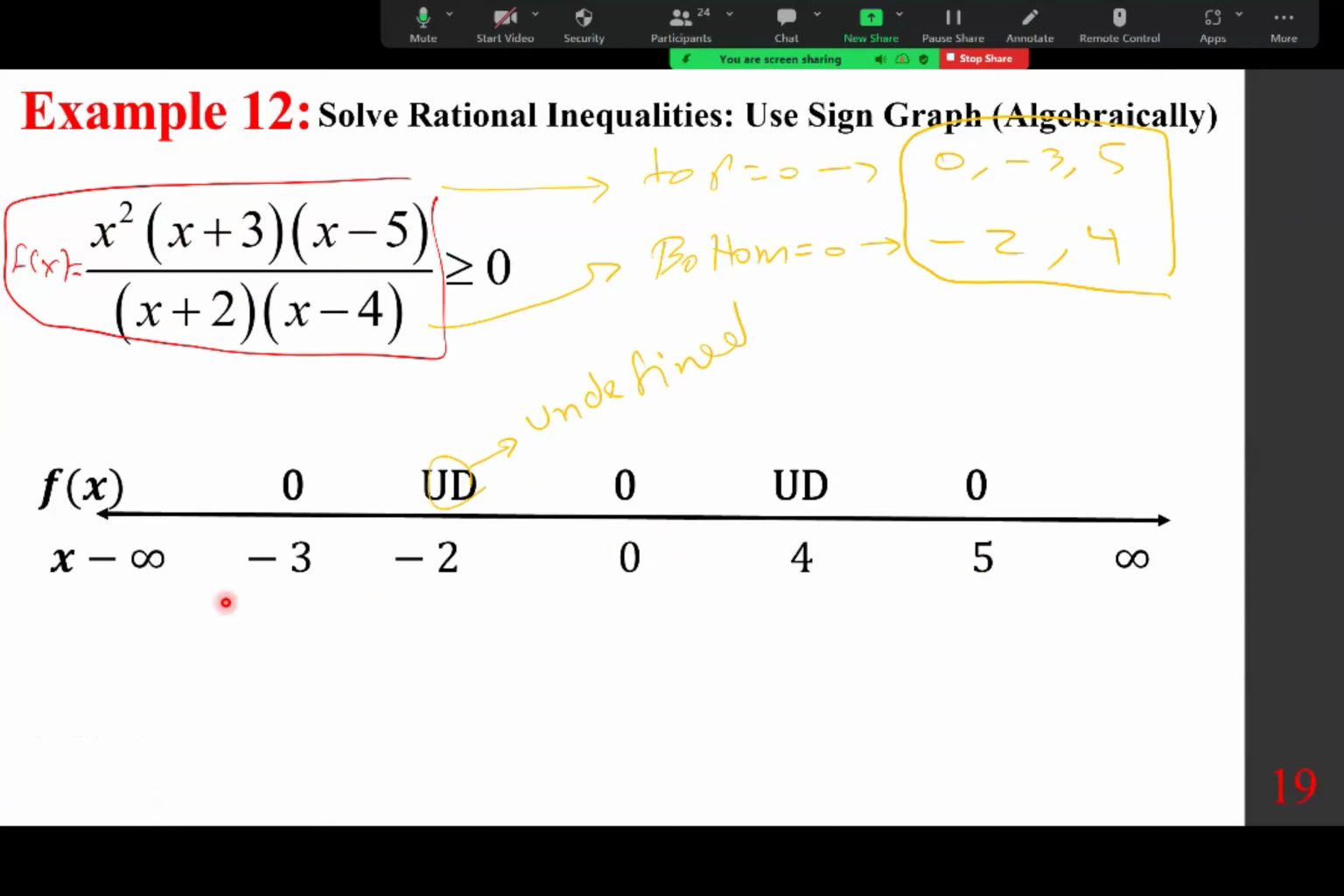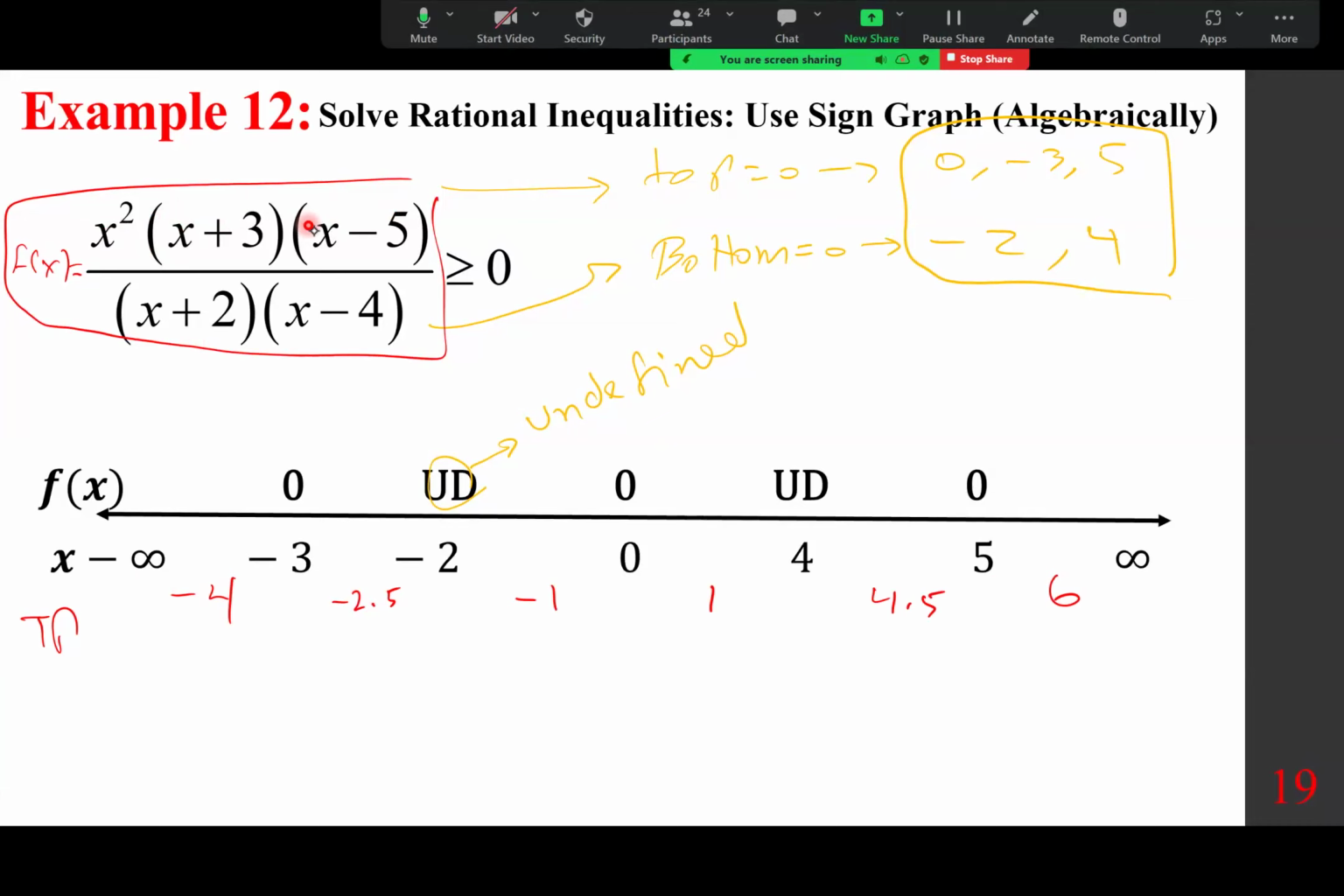So for example, I'm going to pick test points. Over here, I'm going to choose -4. Over here, like -2.5. Over here, like -1. Over here, like 1. Over here, between 4 and 5, like 4.5. Over here is like 6 or 6,000. It doesn't matter. If you plug in -4 here, we are not interested in the number. We just want the sign.